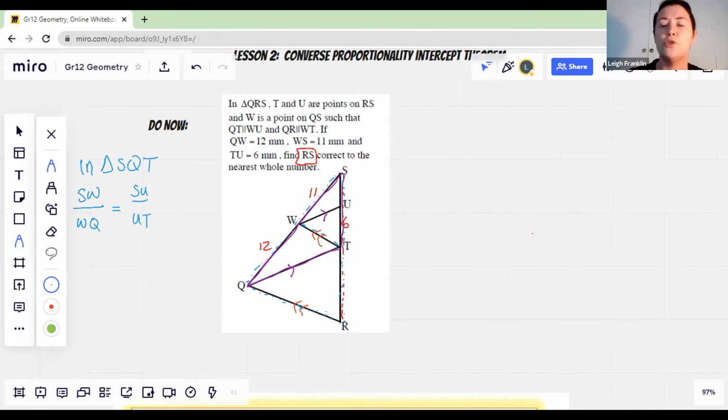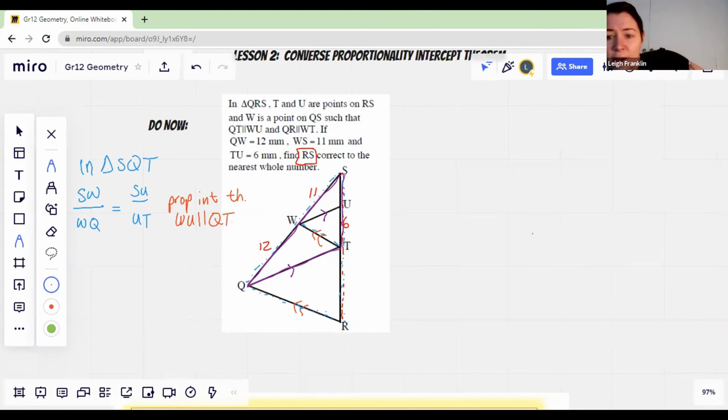Okay, so now you've made the proportion. What else do you need to put in, Silindile? The reason. Okay, so proportionality, intercept theorem, and what mustn't we forget to do, Silindile? Put the parallel lines. Good. Yes. You've got it. Keep going. It's WU and QT, 100%.